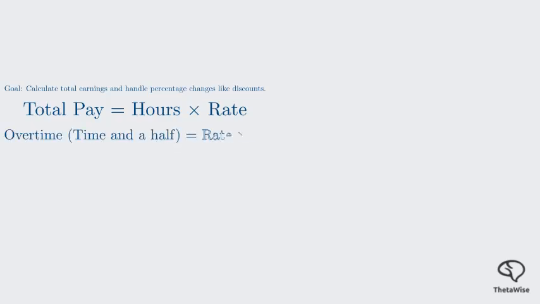Let's start with the basics of earnings and commercial transactions. In your exams, you'll often need to calculate total pay or determine the final price of an item after a change. First, consider earnings. If a person works a certain number of hours at a specific rate, we multiply them. However, watch out for overtime rates, which are often time and a half or 1.5 times the standard rate.